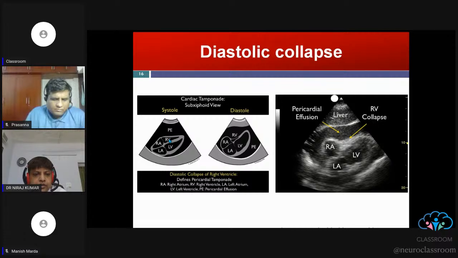You can see that the pericardial effusion is totally surrounding the heart, and in the diastole period this right ventricle collapses. This diastolic collapse of the right ventricle is a very important and unique feature of a severe amount of pericardial effusion.